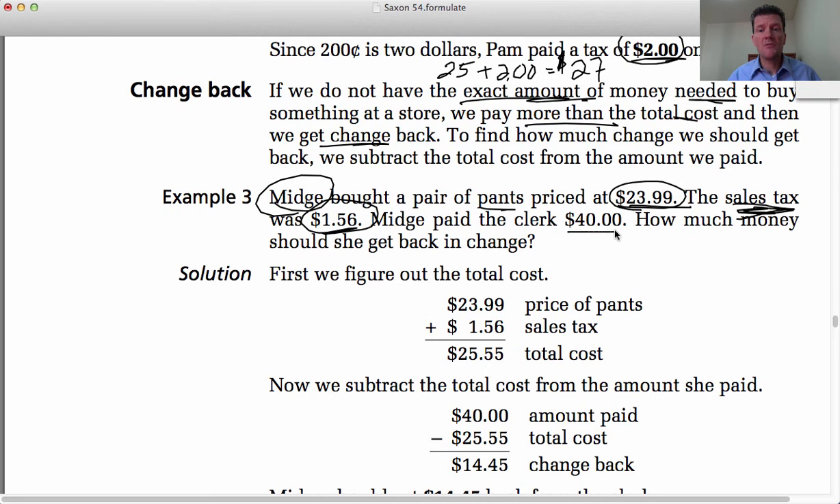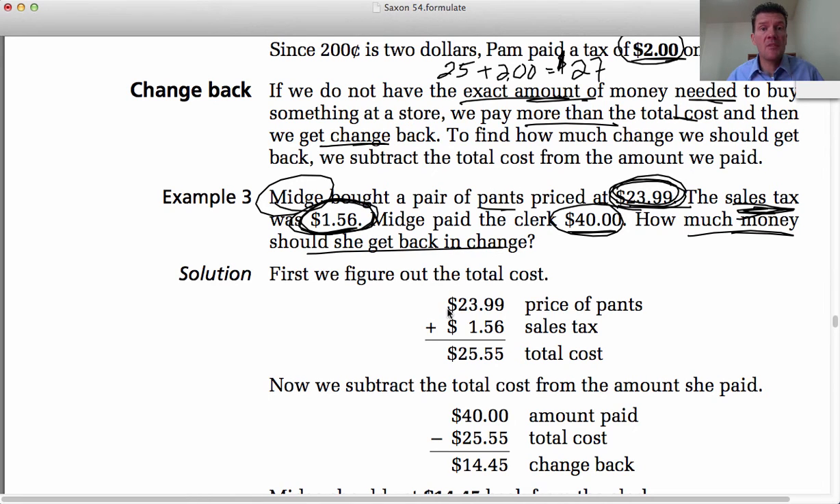Midge paid the clerk $40. I hope you can see right away that $23.99 and $1.56 with the tax, that's not going to be $40. But that's all she had. She only had $40. And so that's what she's going to give the clerk at the store. How much money should she get back?